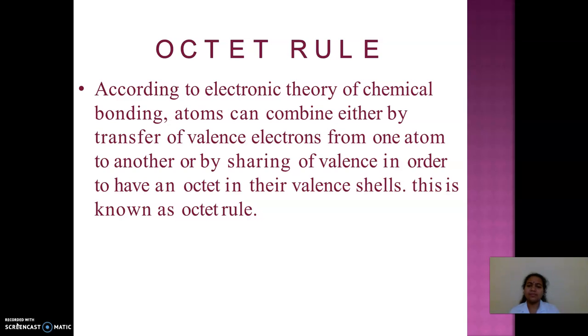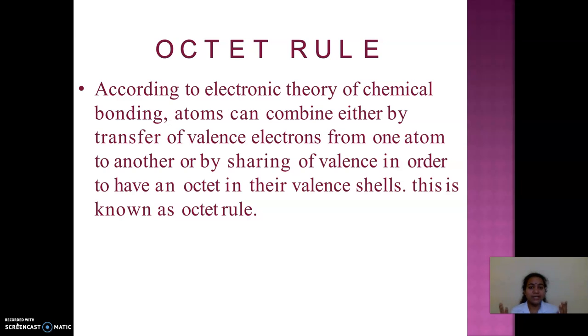So let's check. According to the electronic theory of chemical bonding, atoms can combine either by sharing of electrons or transfer of electrons. This is known as the octet rule. Why are they sharing or transferring electrons? Why are they doing this? Because in order to attain stability, an atom's valence shell should contain 8 electrons. That 8 is the relation to oct.